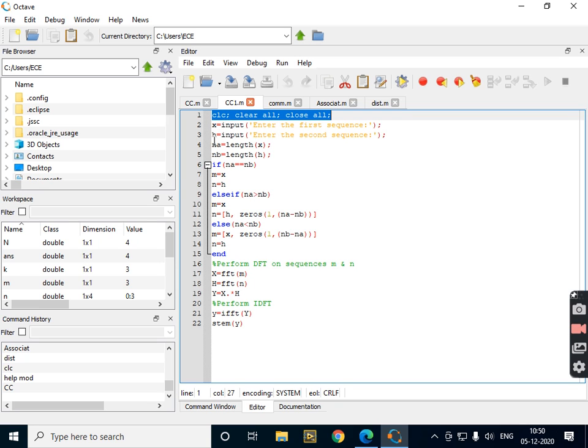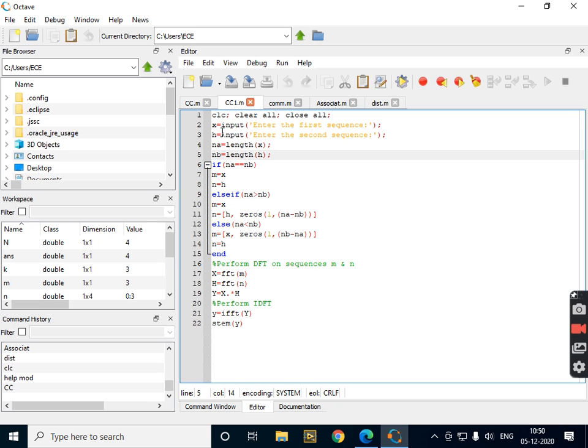next we'll ask the user for two sequences, x equals input, enter the first sequence, h equals input, enter the second sequence. Now NA will be the length of x, NB will be the length of the second sequence h. Now we'll compare these two. If NA is equal to NB, that is, if the length of both the sequences are same, then we do not have to do anything.